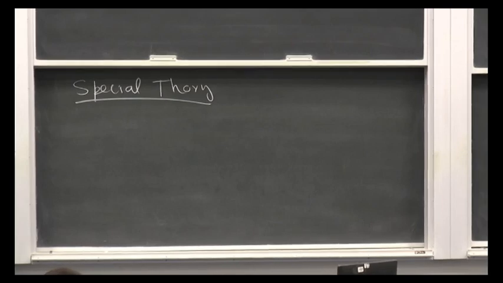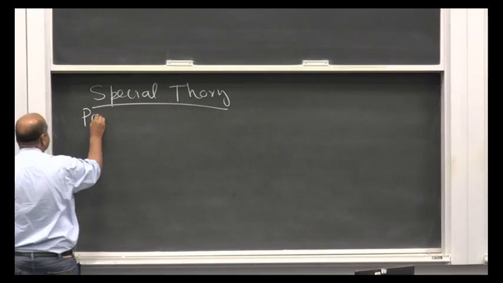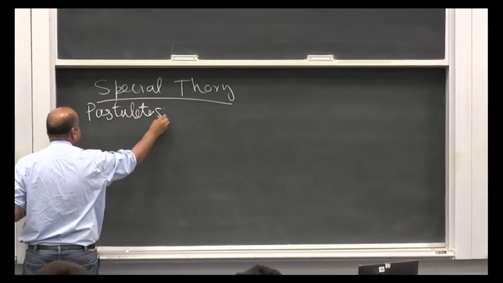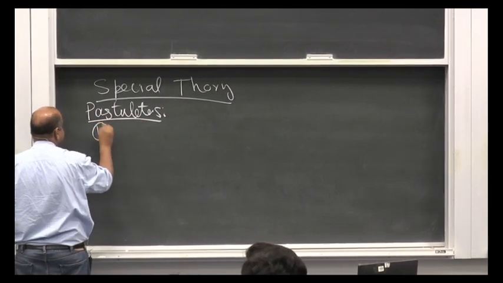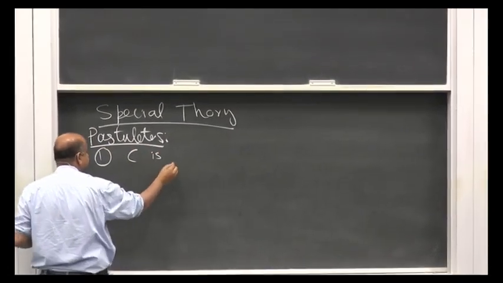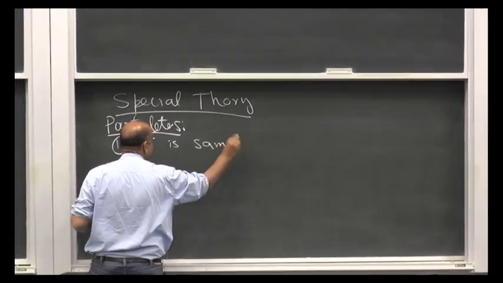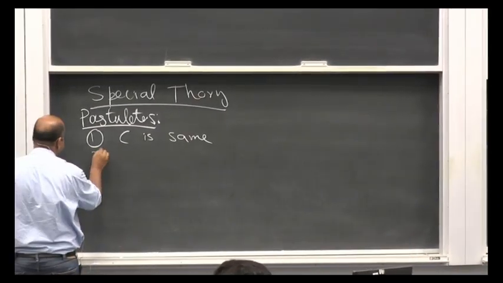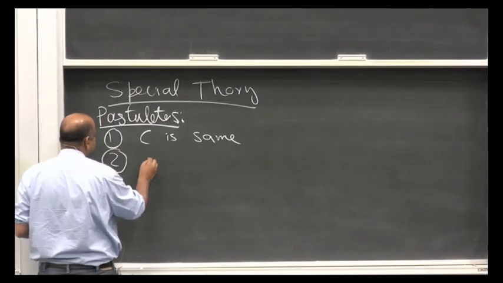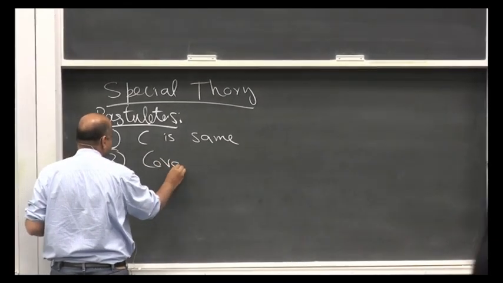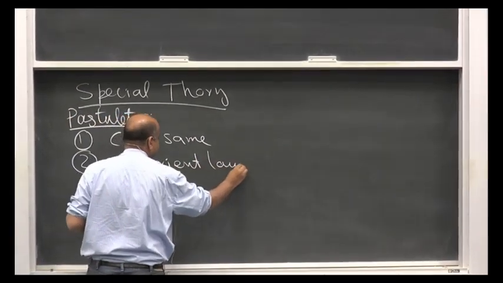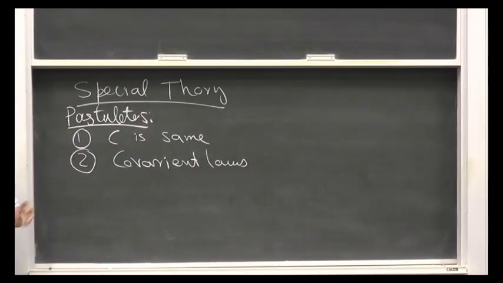Einstein's special theory has two basic postulates. Number one is that c is constant, the same for all inertial observers. Number two is that laws of physics are covariant, that they have the same form in all frames.